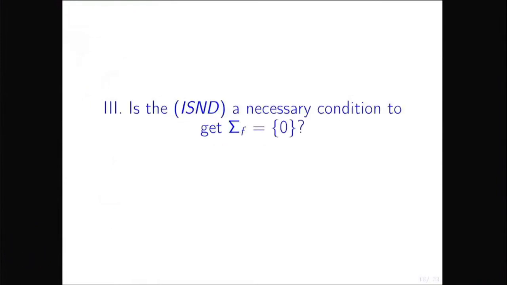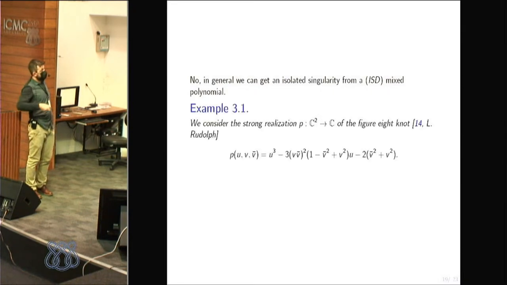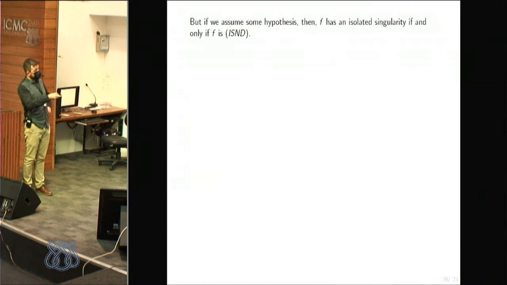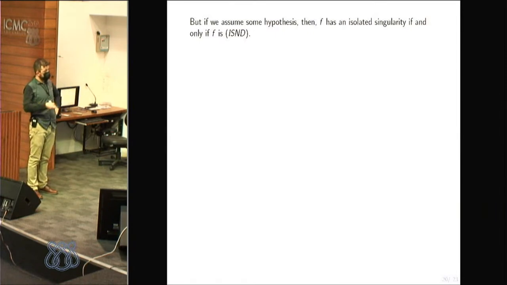Well, one question is whether this condition is necessary to get an isolated singularity. Well, the answer is no. In general, we can get an isolated singularity from an inner strongly degenerate mixed polynomial. We have one example here. We can consider this strong realization of the figure A naught, and it is given by this. It's not so difficult to see that we have a degenerated phase function, right? But if we assume some hypotheses, then F has an isolated singularity if and only if F is inner strongly non-degenerate, with a hypothesis different from radially weighted homogeneous.